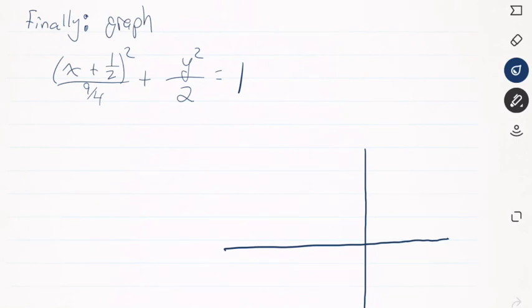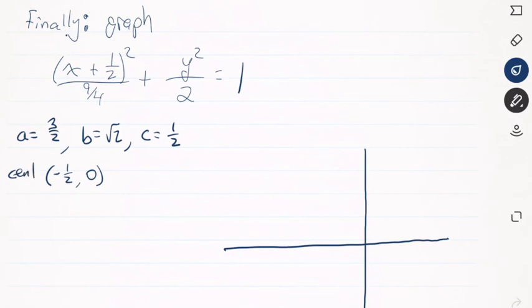All right, so let's finish this off. Here's our equation. We already know all our numbers. We know a is equal to 3 halves. We know b is equal to the square root of 2. c is equal to, and I forgot again, I think it's a half. There we go. And we know the center point of this is negative 1/2, comma 0, center. And that's all we really need to know.